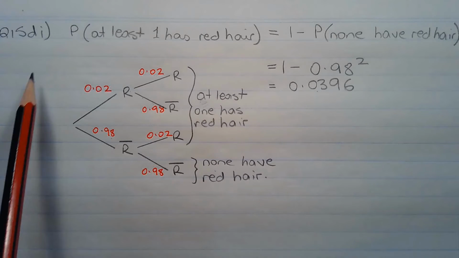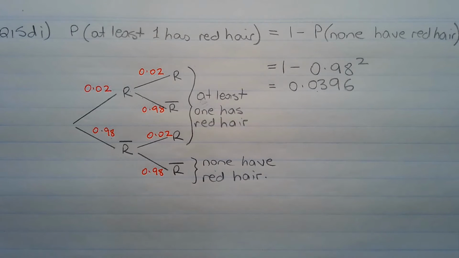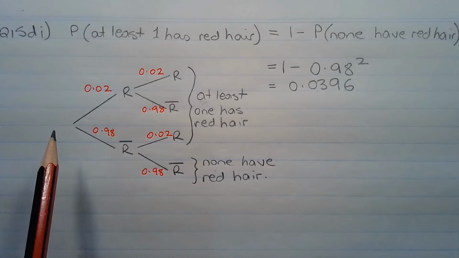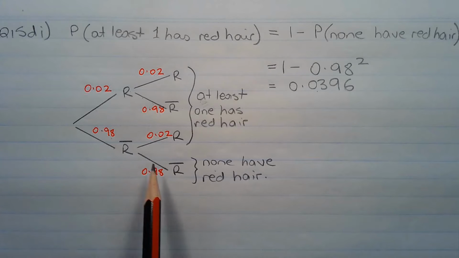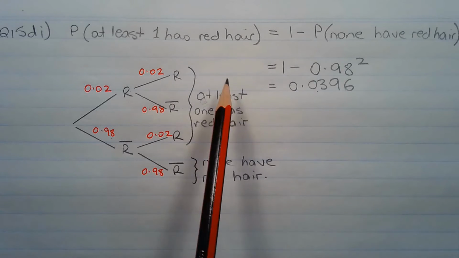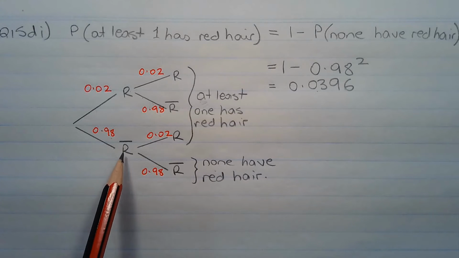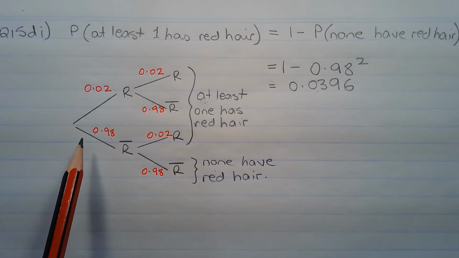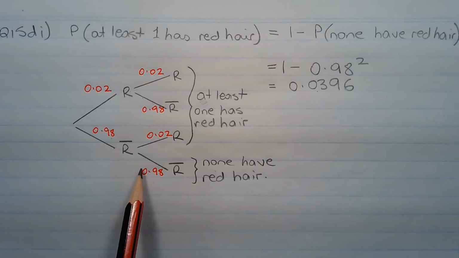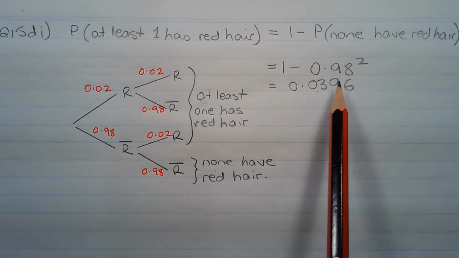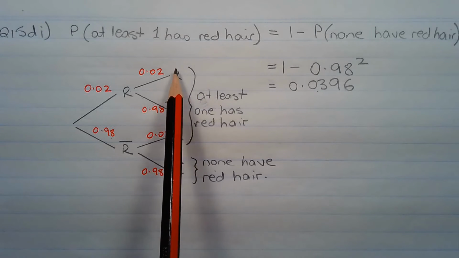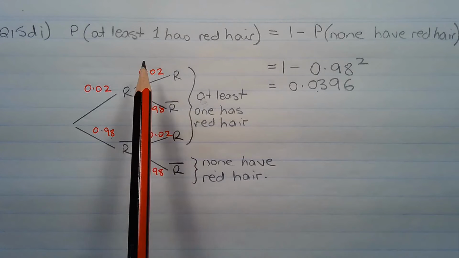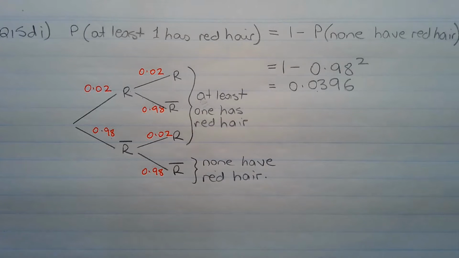Now this situation can be modelled using a probability tree. 0.98 squared comes from this branch of the probability tree, and that represents the complement of at least one has red hair. So R bar times R bar, that's 0.98 times 0.98, and that's 0.98 squared. And if we subtract that from 1, we get the probability that one of these three outcomes could result. So that's at least one person has red hair.